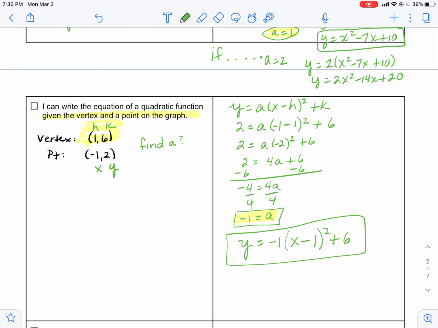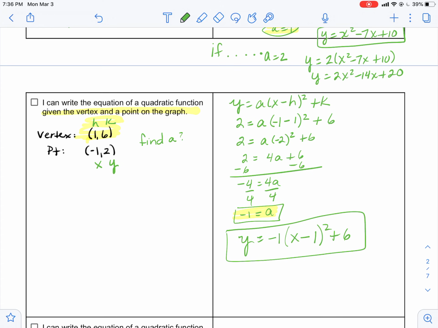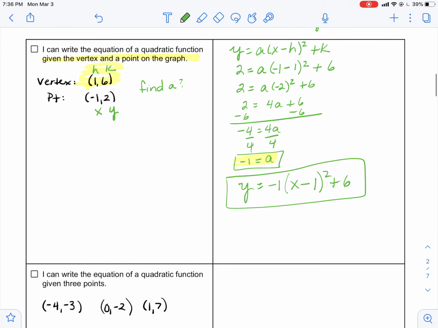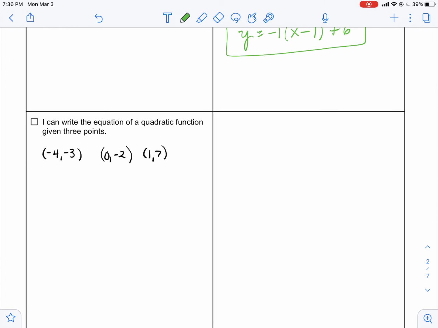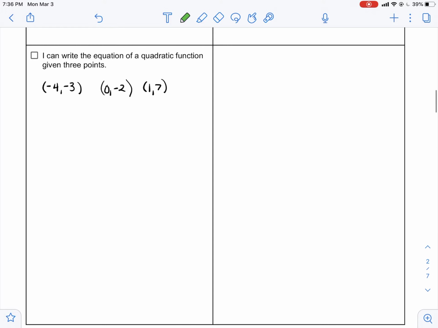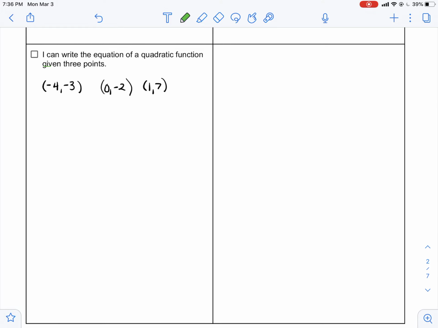Okay? So again, we're not going to multiply this out or anything like what we did in the last one, because this is vertex form, and the a just stays out in front. Okay. Our next one, which is the longest of the three, is if I'm given 3 points.